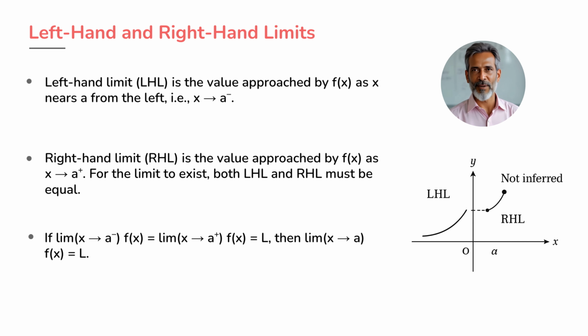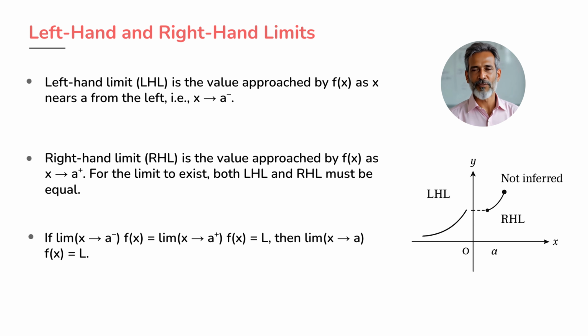For the overall limit at a to exist, both these one-sided limits must be equal. In other words, the function's behavior as x nears a must be the same whether x comes from the left or the right. In math, if the left-hand limit of f of x as x approaches a is equal to the right-hand limit of f of x as x approaches a, and both equal some number L, then the limit of f of x as x tends to a is also L.